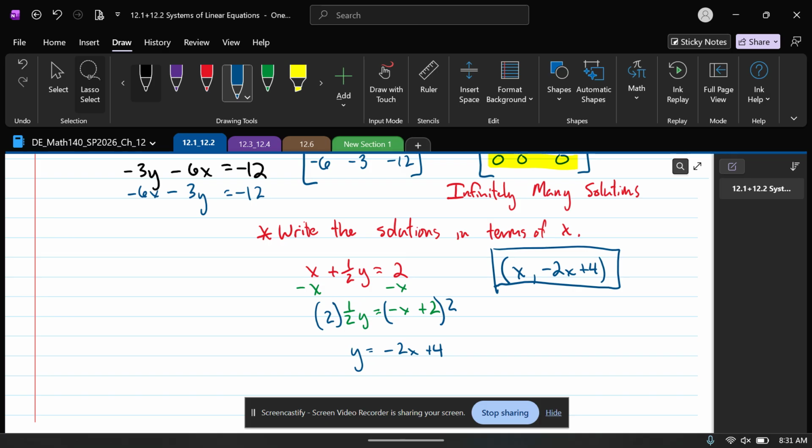So they will tell you what letter to write your solutions in. And if they said in terms of y, that means get x by itself. That's what it means.